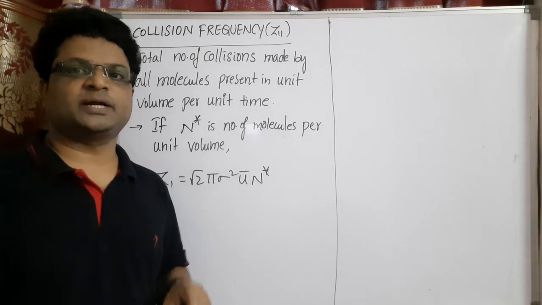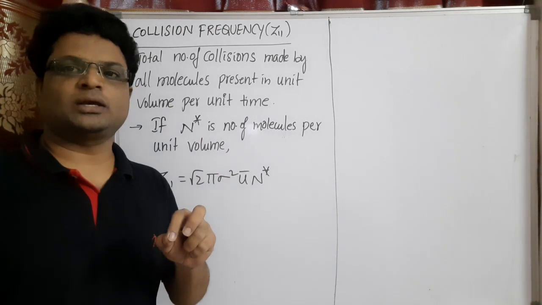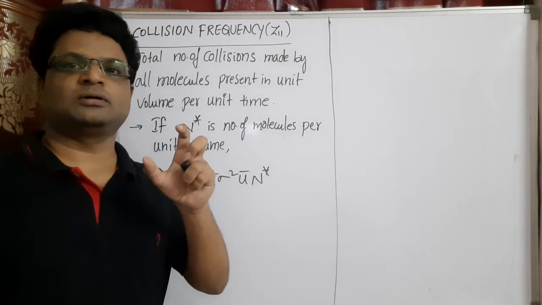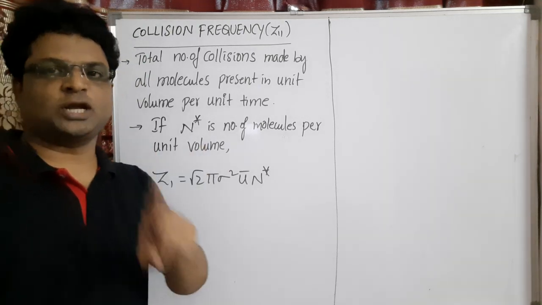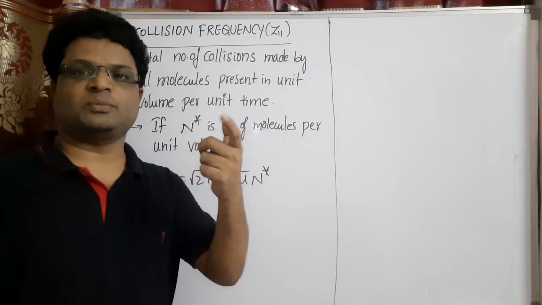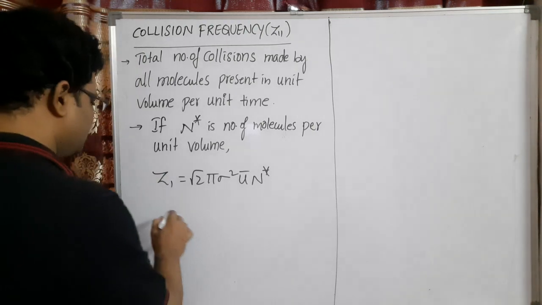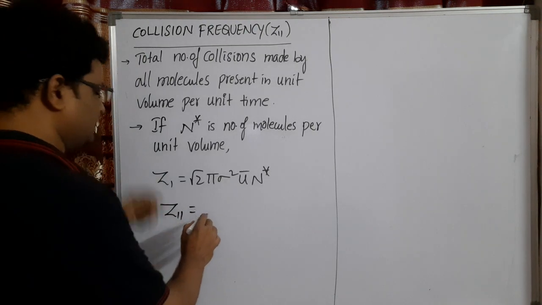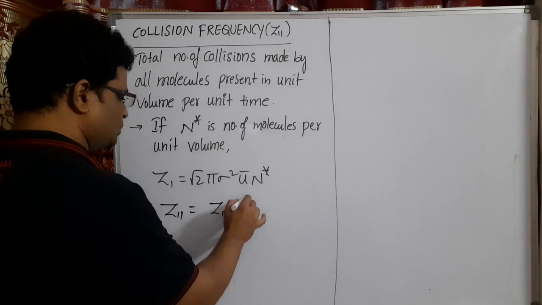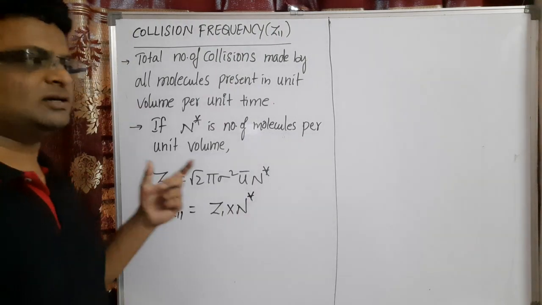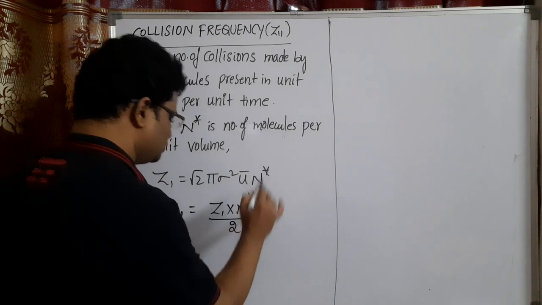If the number of collisions made by one molecule per unit time is Z1, then if each molecule makes Z1 collisions, the total number of collisions made by n star molecules is expected to be the collision frequency, and it is expected to be Z1 into n star. But it is not exactly Z1 into n star, it is Z1 into n star by 2.